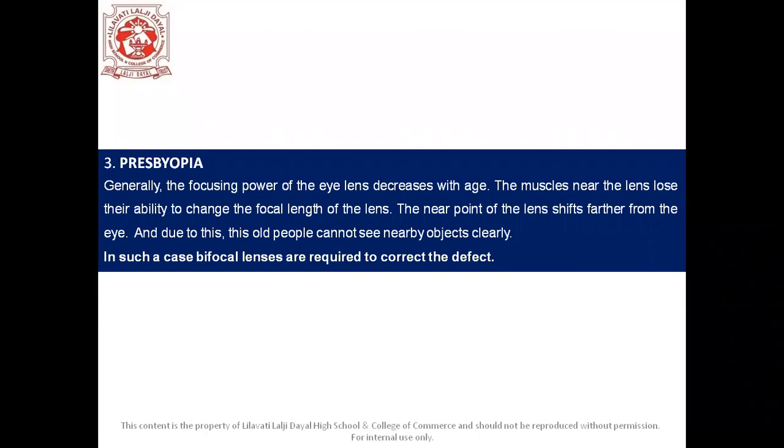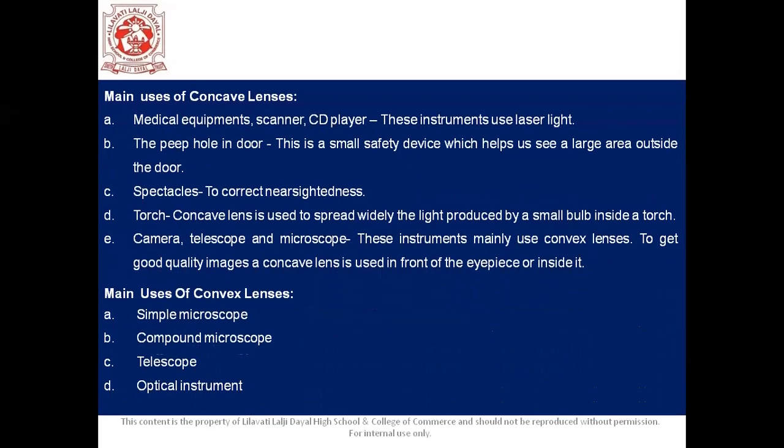Generally, the focusing power of the eye lens decreases with age. The muscles near the lens lose their ability to change the focal length of the lens. So the near point of the eye shifts farther from the eye. Due to this, old people cannot see nearby objects clearly. In such a case, students, bifocal lenses are required to correct the defect. So these were the three defects, that is myopia, hypermetropia, and presbyopia.